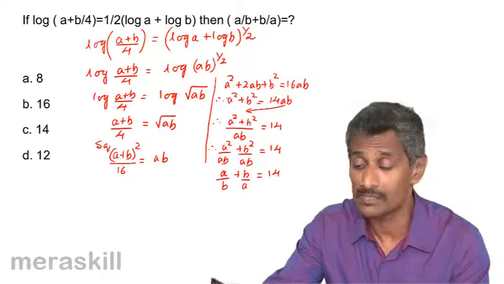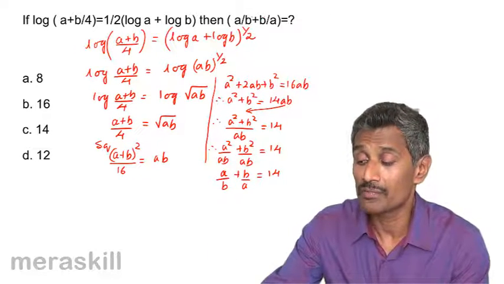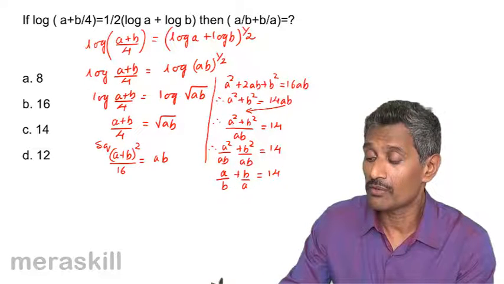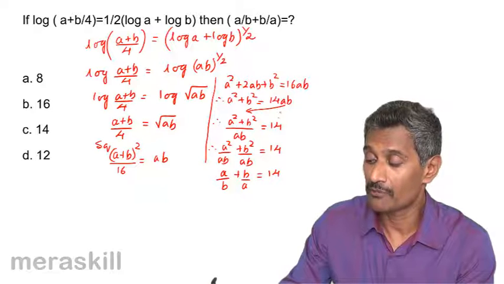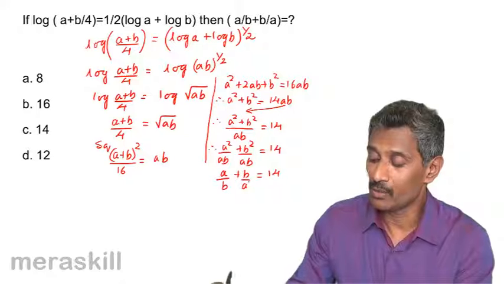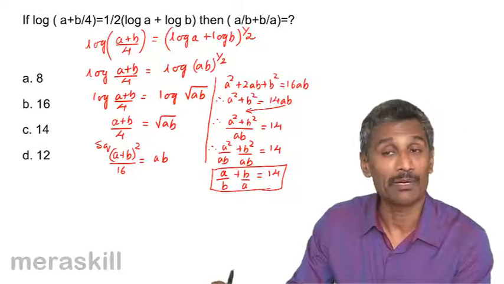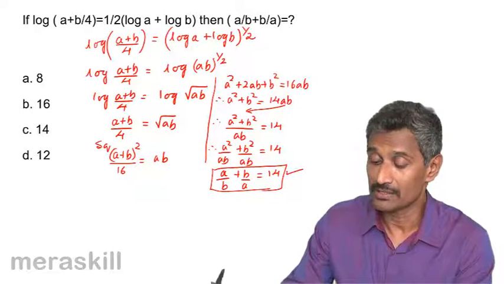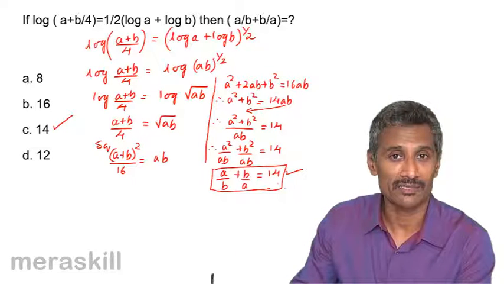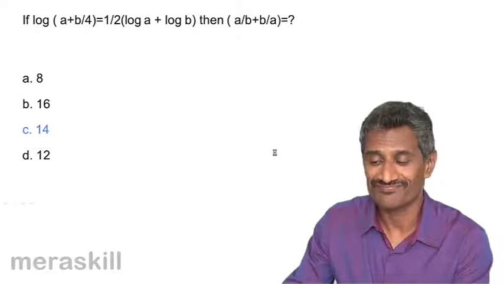We have done similar questions earlier where the individual value of a was supposed to be found out. But here we have a by b plus b by a. Just a little more we need to do. Since we want to find a by b plus b by a, we collect all the a, b terms to one side and you get a by b plus b by a is equal to 14. So among these various values, 14 is the right answer. And yes, 14 is the right answer.